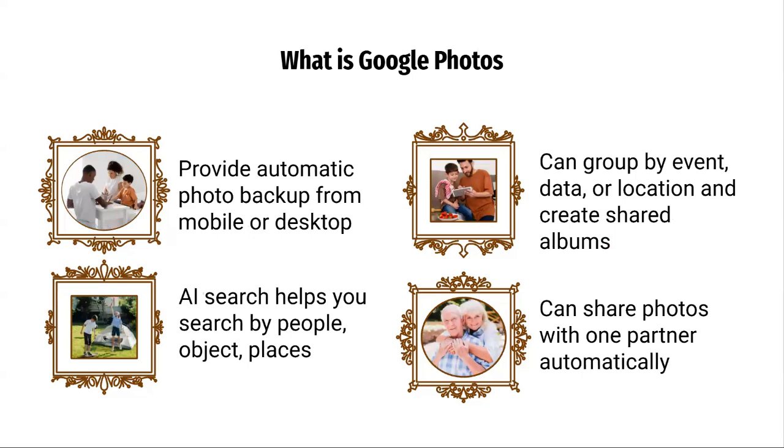Google Photos provides automatic photo backup from mobile or from your desktop. You can group these photos by events, by some other data, or by the location. And you can also create shared albums that you can share with other Google accounts. Google Photos also has some AI functionality. If you search in Google Photos, you can enable the AI to search for specific people you have labeled or for specific places. And you can also share the photos with a partner automatically.